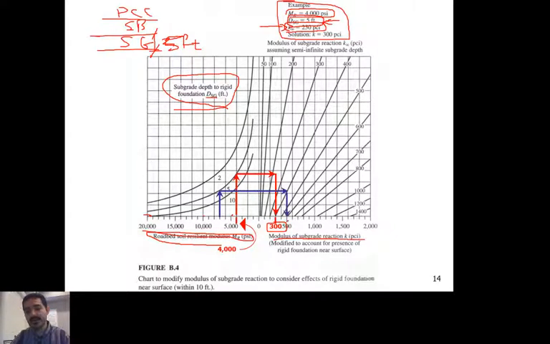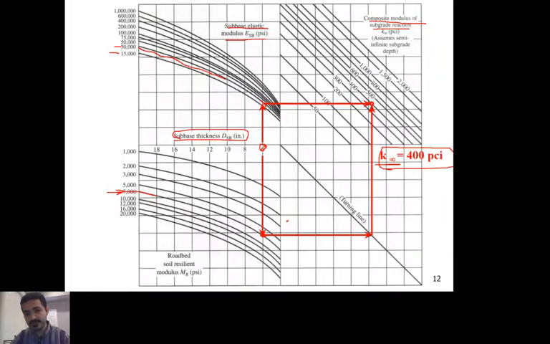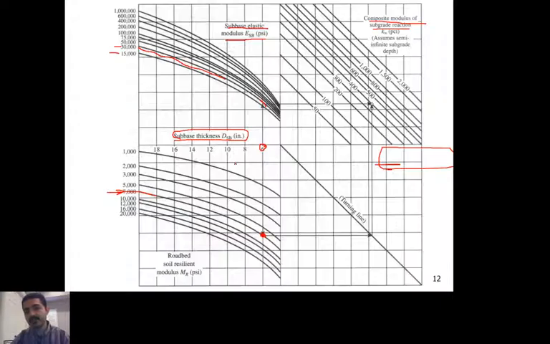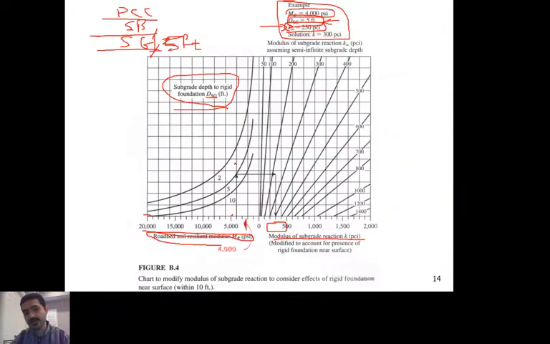We can have another example here if we want to. I think this is from our previous example, if you recall, where we have 7,000 here, and we have 20,000, and we have 6 inches. This is assuming we have a subbase, and we came up with the K infinity. The K infinity was 400. So let's do this example.